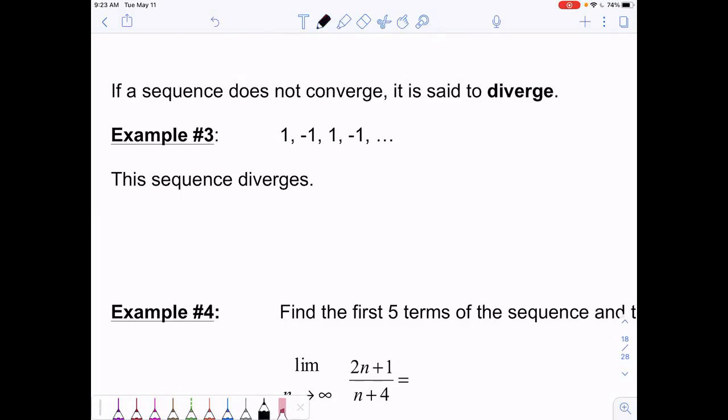So for this sequence, we would say the limit as x approaches infinity of f of x does not exist. There isn't a limit. It goes 1, -1, 1, -1. Remember, it has to go to the same number to be a limit.